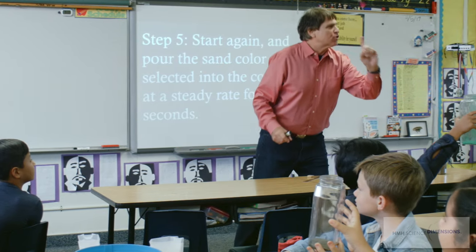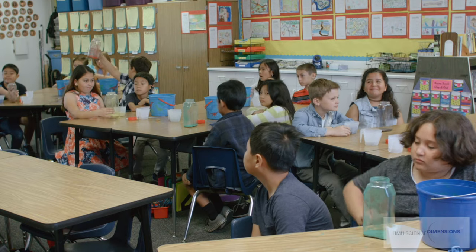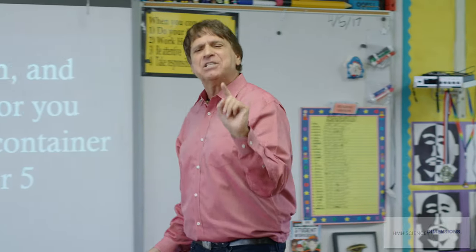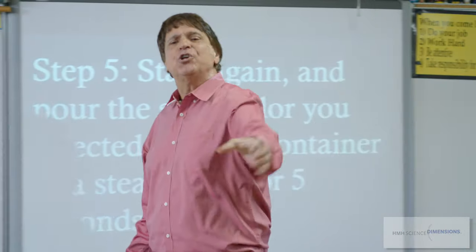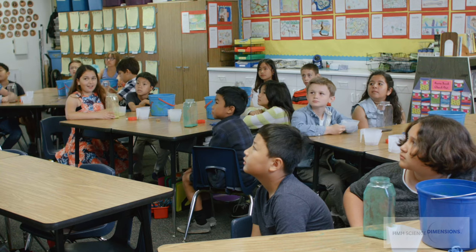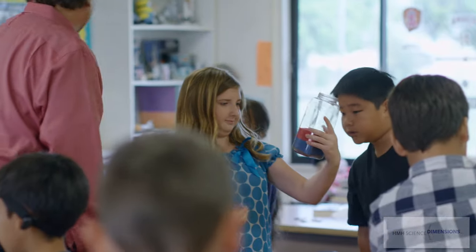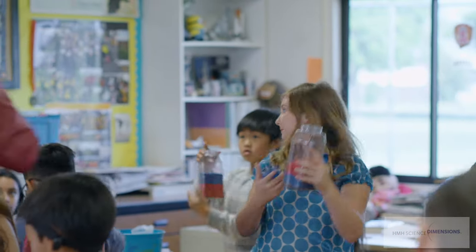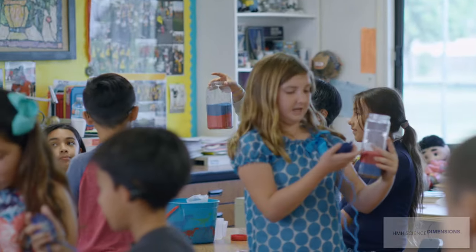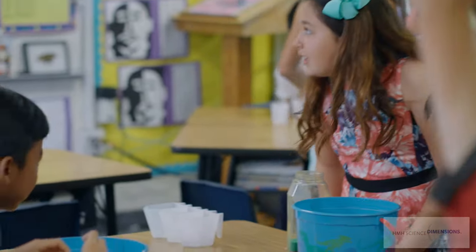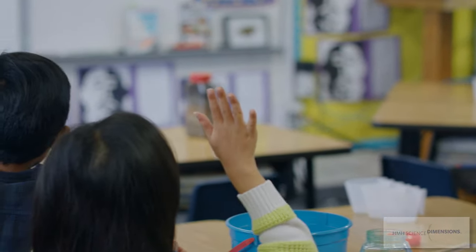That is your first layer. Now we're going to place a second layer on top of that. And you know what? I am not going to tell you how long you're going to pour for. That's going to be up to you. How does 30 seconds sound? All right, okay. Oh, look at that. That looks great. How many people have done three colors so far? Who would want to do four colors?